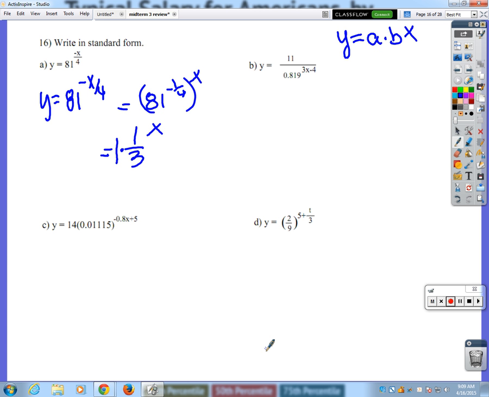Okay, so same deal here. This one was easy to rewrite. What do you do when you end up subtracting it? Divide it. So we'll rewrite this as 11 over 0.819 to the 3x divided by 0.819 to the 4.